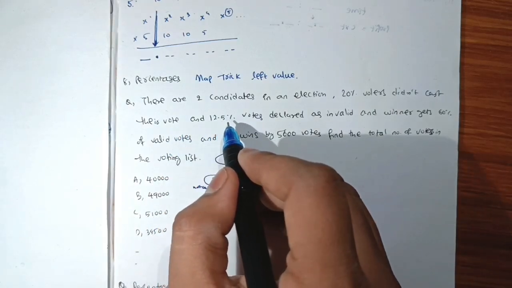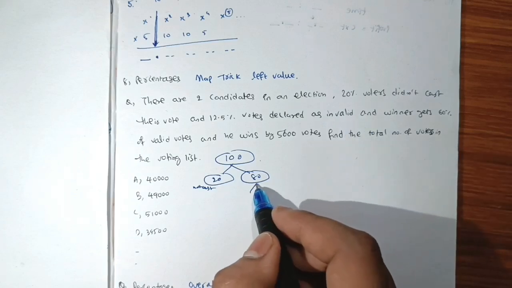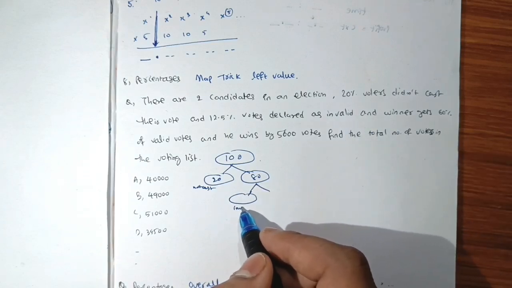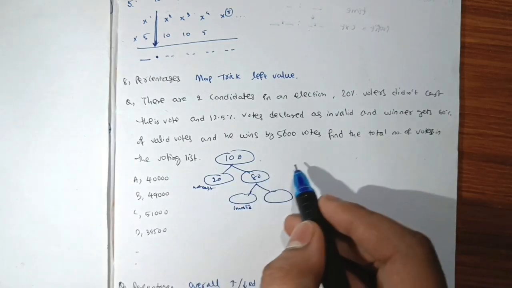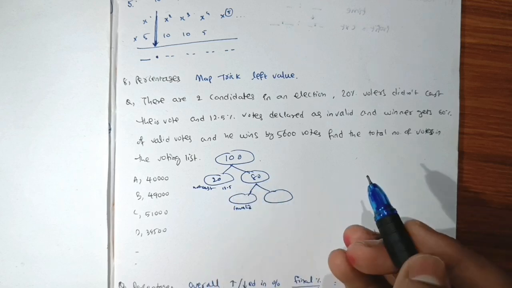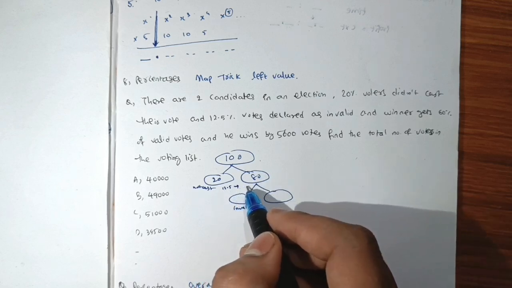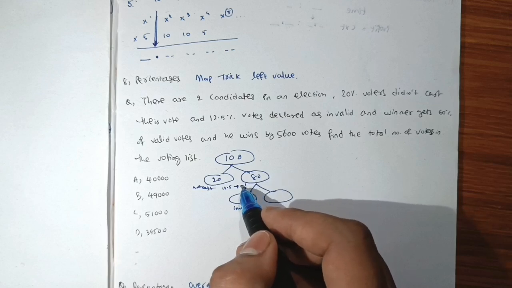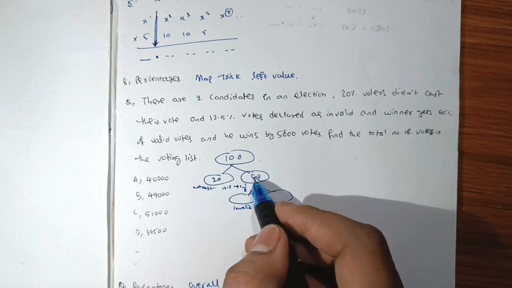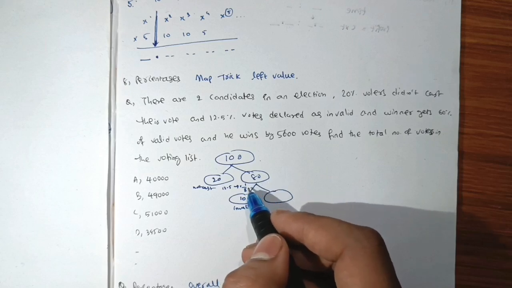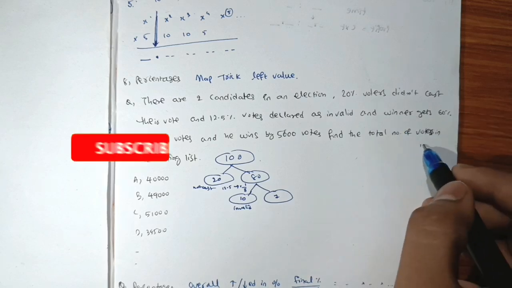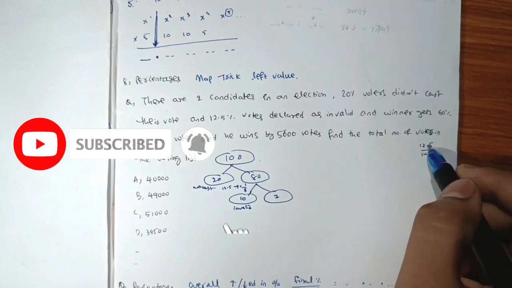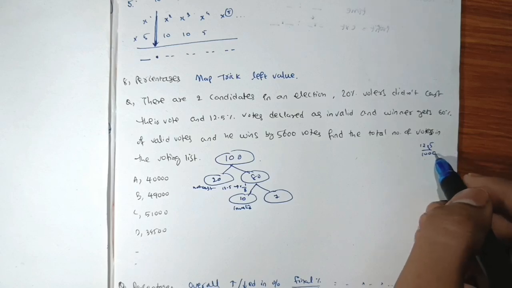Again 12.5% of votes are declared invalid, so the remaining are the valid votes. We need to convert 12.5% into a fraction, 12.5 by 100, which is nothing but 1 by 8, and we multiply it with this number. When we multiply 1 by 8 with 80, we get 10, like 80 by 8 which is 10, and the leftover value is here. You can do 12.5 by 100: when you take the point, you can add a 0, like 125 by 1000, which is 1 by 8.